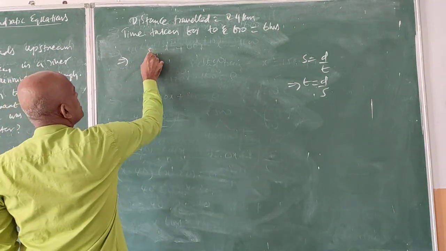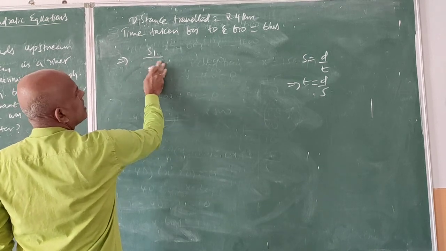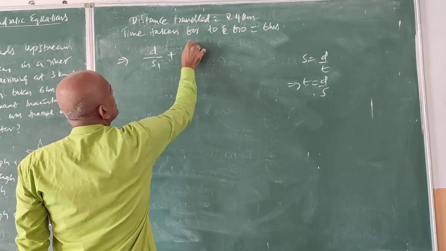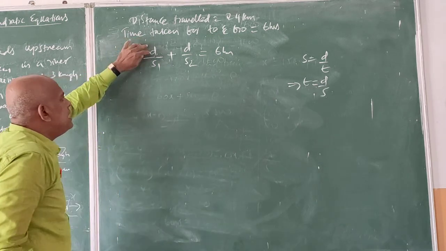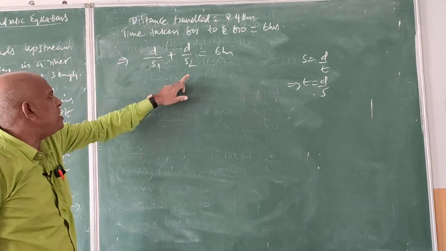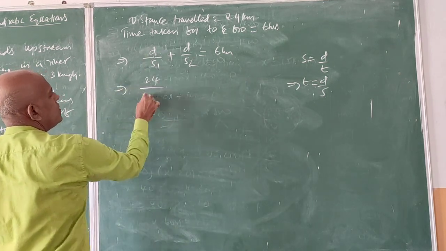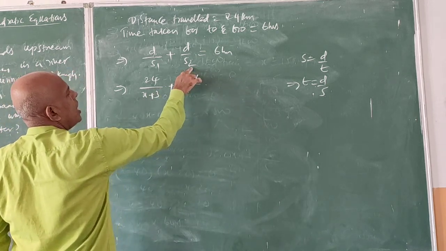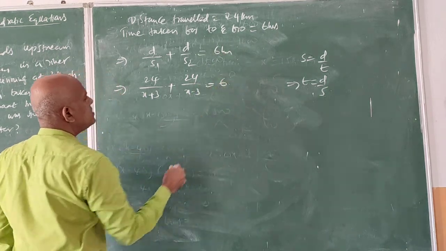So time is distance by speed. Distance is the same: d by S1 plus d by S2 is equal to 6 hours. D is the distance, S1 is the speed during the downstream and S2 the speed during the upstream here. So distance is 24, speed during downstream is x plus 3, plus distance 24, speed during upstream is x minus 3. Total time taken is equal to 6 hours.